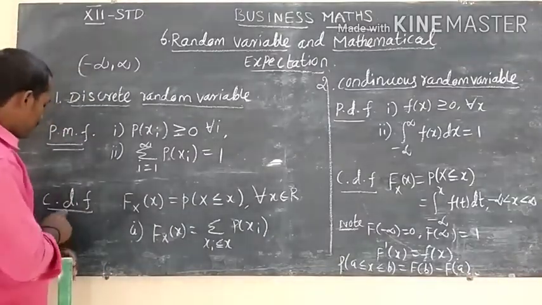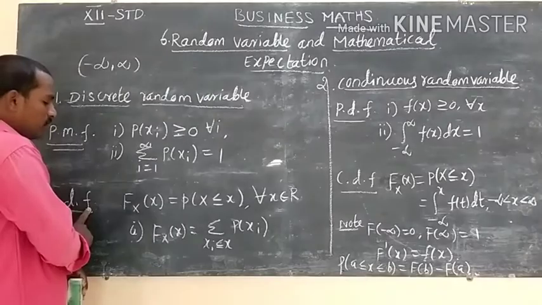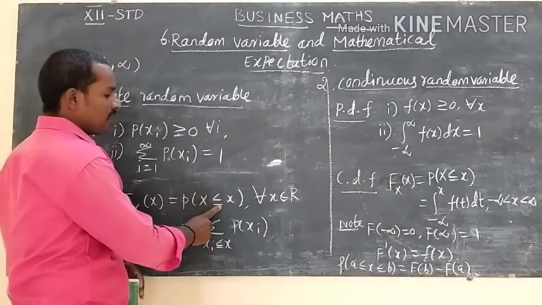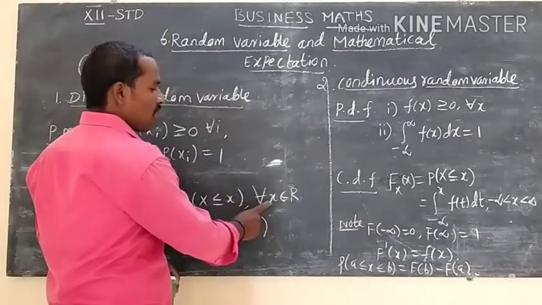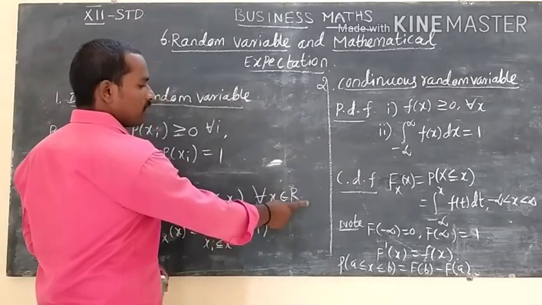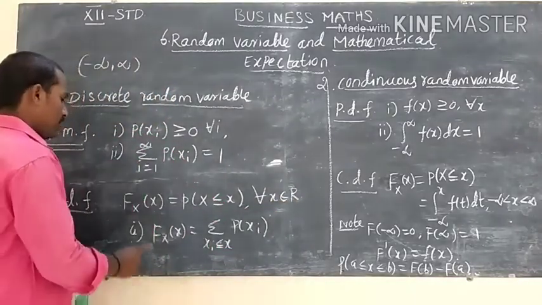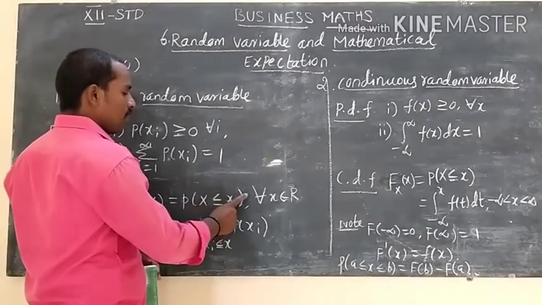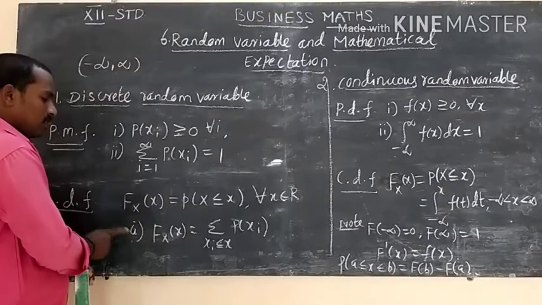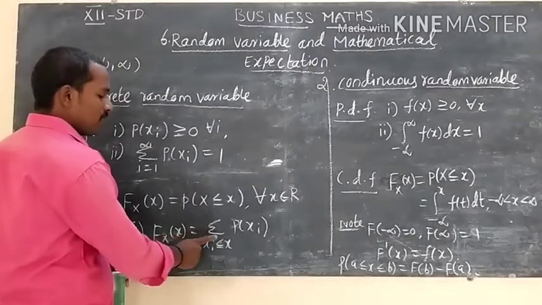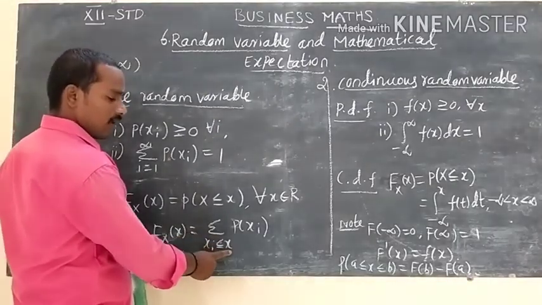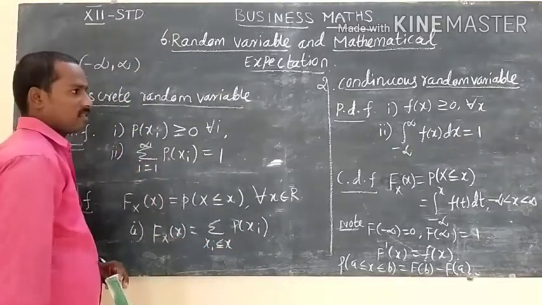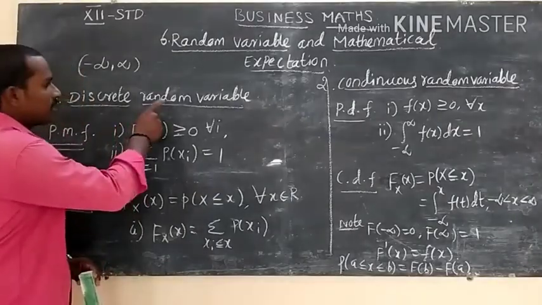Then the cumulative distribution function is defined as Fx of x equal to P of X less than or equal to small x, for all x belonging to R. It's a real value function. That is, Fx of x equal to the summation over xi less than or equal to x of P of xi. The sum of the probabilities is equal to F of x. Okay, I understood the discrete random variable.